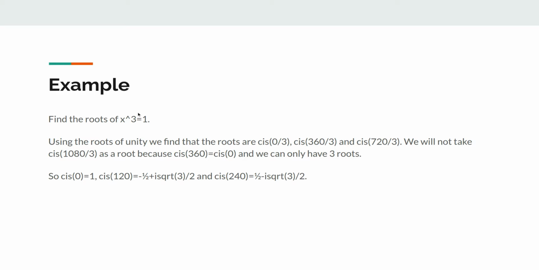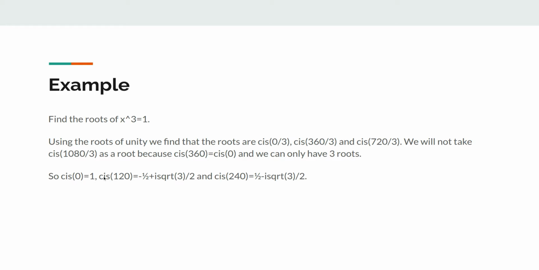Okay, so here's an example. Find the roots of x to the 3 is equal to 1. So this is clearly just a roots of unity question, because that's the general form of a question: x to the power n is equal to 1. So our answers are going to be cis 0 by 3, cis 360 by 3, cis 720 by 3, as we talked about, because cosine n theta should be equal to 1. And you won't take cis 1080 by 3, because that's essentially the same thing as cis 0. Because cis 360 is equal to cis 0, since the period of cosine and sine is 2 pi, meaning they repeat every 2 pi.